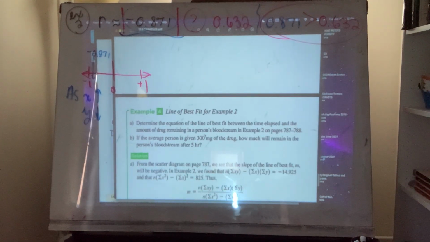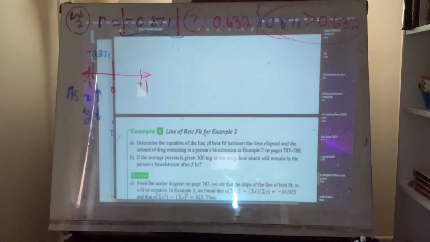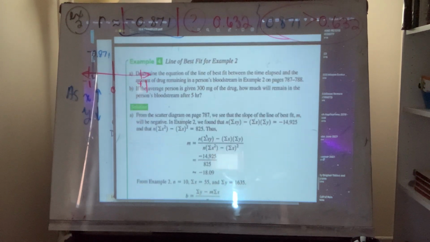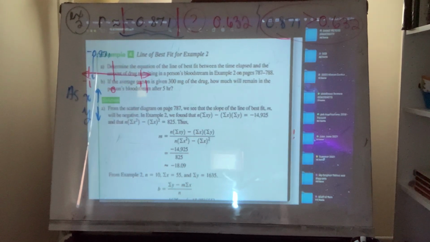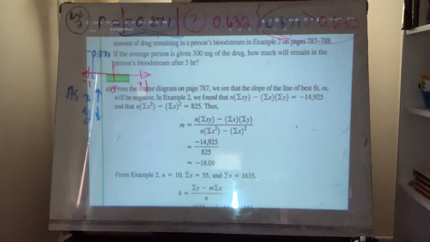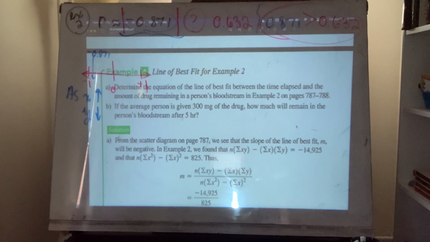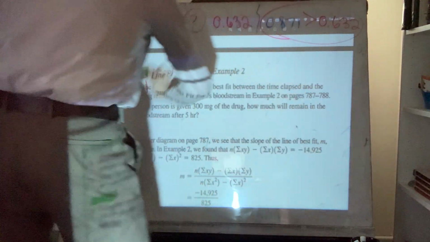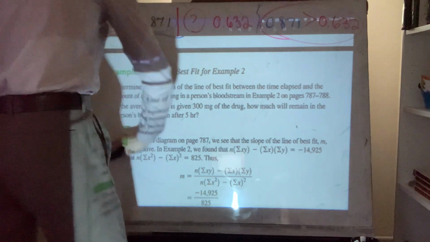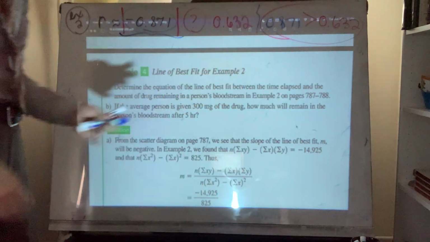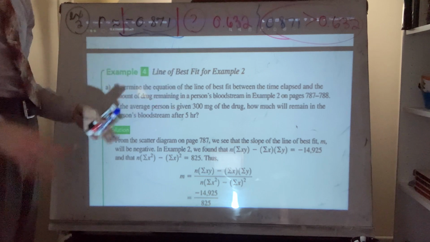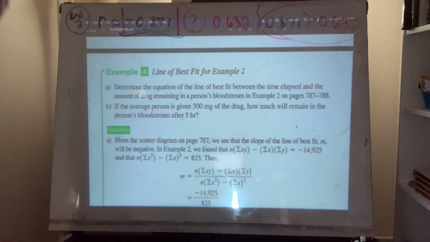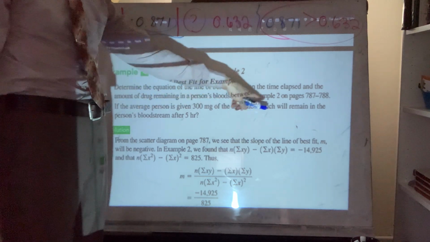Now, to answer 4 here, it says determine the equation of a line of best fit between the time elapsed and the amount of drug remaining in a person's bloodstream. We already did the difficult, quote unquote, portion of this because we can put it into a calculator. This is the data from example 2.